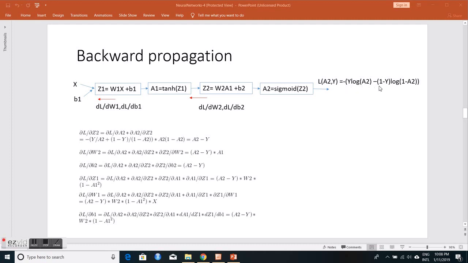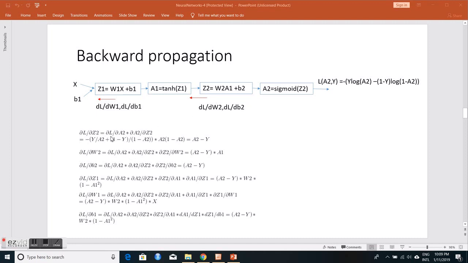So for a sigmoid output activation unit, we know the loss, which we have already seen in presentation 2, is given by minus Y log of A2 minus (1 minus Y) log of (1 minus A2). And as I said, we are interested in computing dL by dW2 and dL by dB2, and also dL by dW1 and dL by dB1. So we have already seen this equation. This is just for recap.